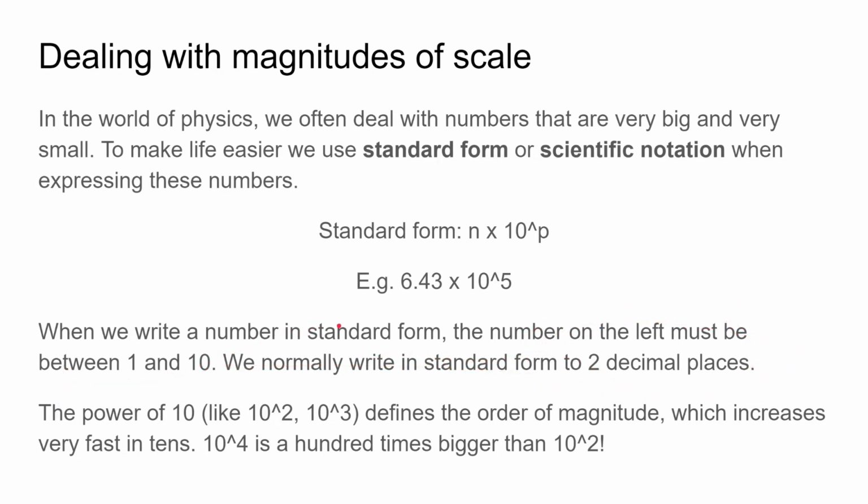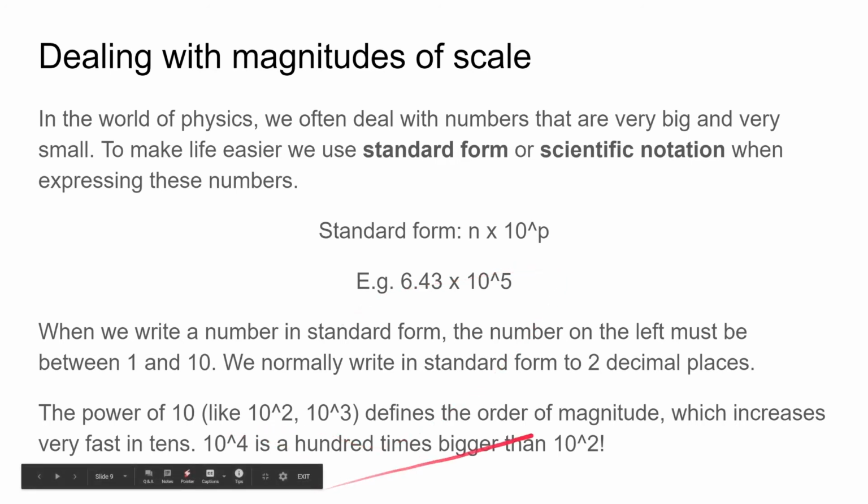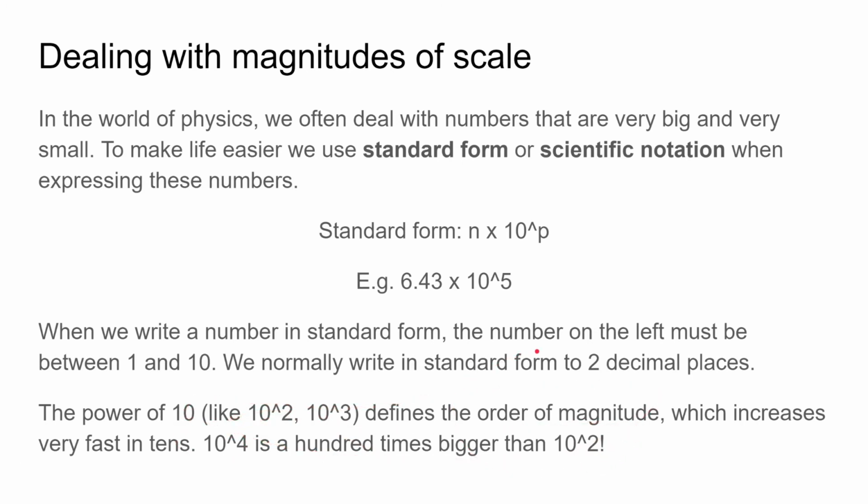And so one thing to remember is that the power of 10 defines the order of magnitude, which increases very fast, obviously. So it increases in tens. So you have to remember that the difference between 10 to the power 4 and 10 to the power 2 might not sound like much because it's only 2 and then 4. But it's actually 10 to the power 4 is 100 times bigger than 10 squared, right? Because you're multiplying it by 10 squared, which is 100. So every single integer increase will increase the entire number by 10. And so that's why it's very important to understand just the sheer scale that we're talking about.